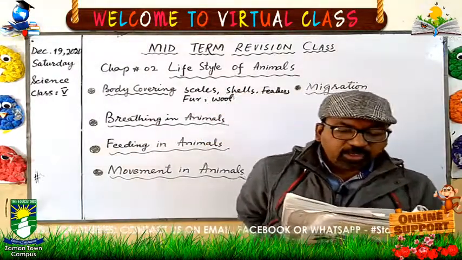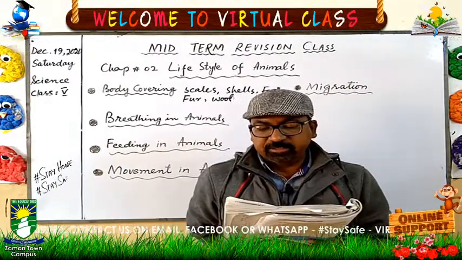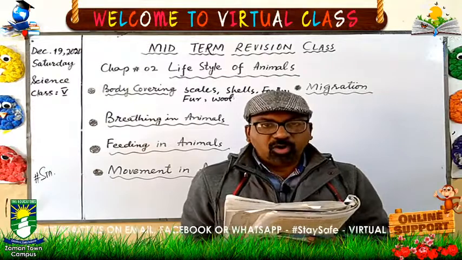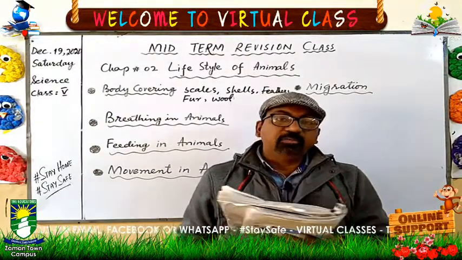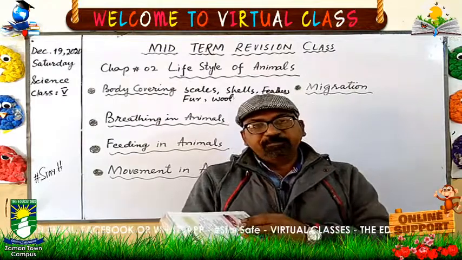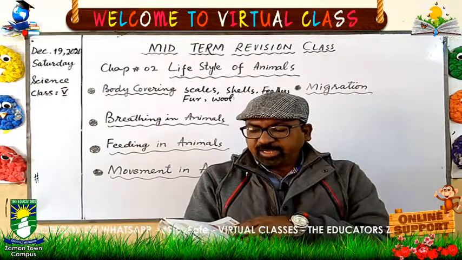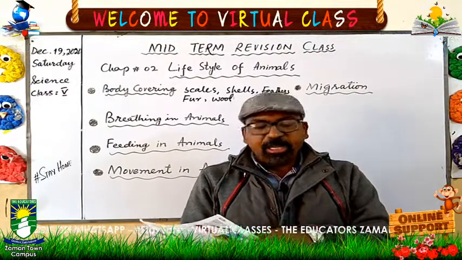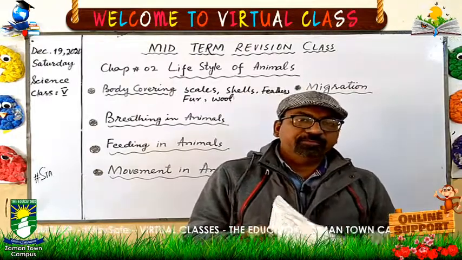Next is feathers. Bodies of the birds are covered with feathers. They keep them warm, help them to fly, and protect them from rain. These feathers are working as keeping them warm, helping them to fly, and protecting them from rain.